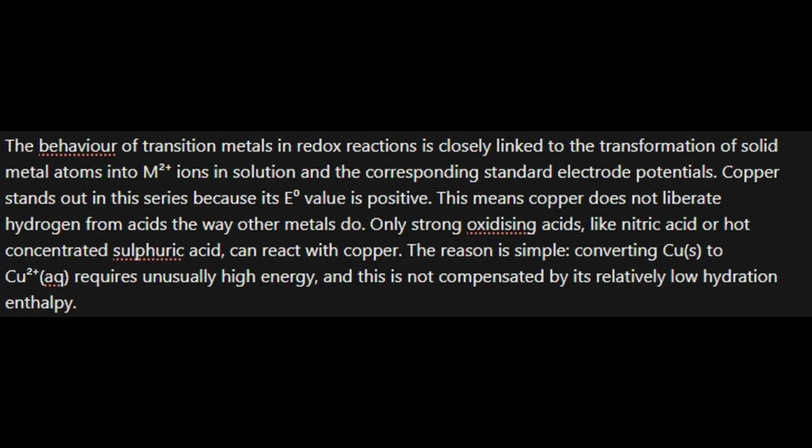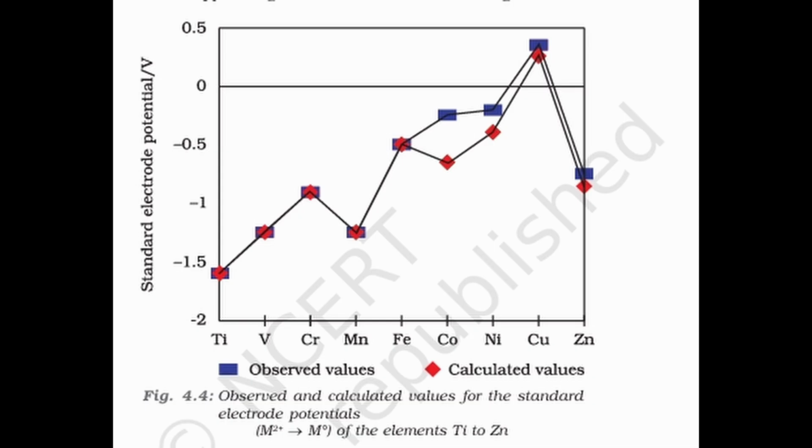The reason is simple. Converting copper solid to copper 2+ aqueous requires unusually high energy, and this is not compensated by its relatively low hydration enthalpy. Across the series from titanium to zinc, the electrode potentials gradually become less negative.